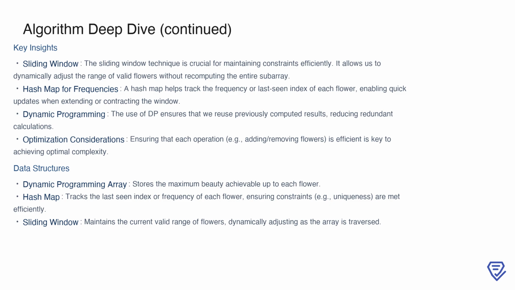Finally, optimization considerations are crucial. Operations like adding or removing flowers from the sliding window must be efficient to maintain optimal time complexity. Together, these techniques leverage the strengths of dynamic programming, hash maps, and sliding windows to create an effective and scalable solution. The primary data structures used include the dp array to store maximum beauty values, the hash map for tracking constraints, and the sliding window for dynamically managing the range of flowers being considered.